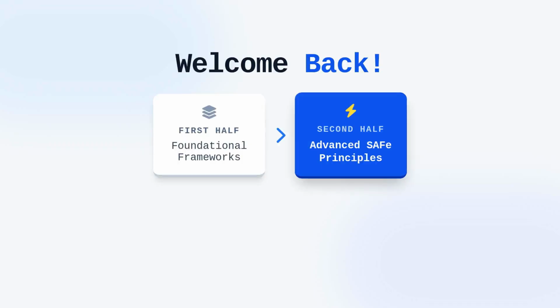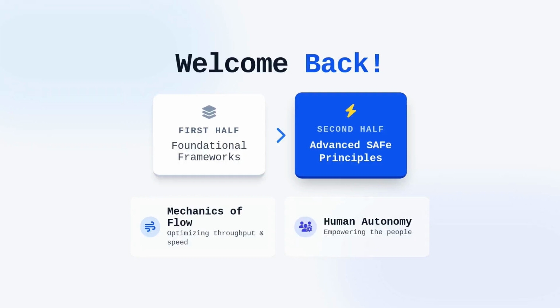Welcome back. We are now transitioning into the second half of the Scaled Agile Framework principles, where we shift our focus toward the mechanics of flow and the autonomy of the human element.